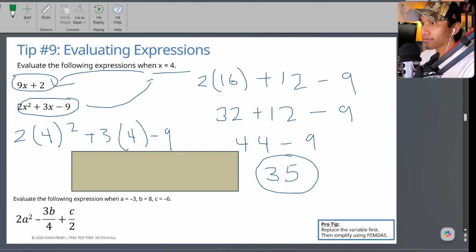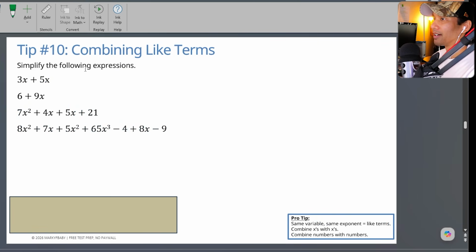Okay, tip number 10, combining like terms. Simplify the following expressions. 3x plus 5x, we could reduce that. And we can because 3x and 5x are the same. So we could just add it across and this will equal 8x. There's no multiplication in this. This is just addition. That's how you do it.